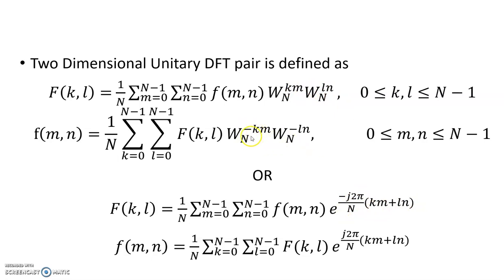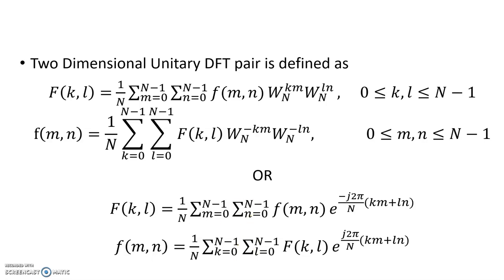Here also in the equation for f(m,n) I can substitute for W_N. So in the equation for f(m,n), I substitute W_N equal to e raised to minus j 2 pi by N. So here I have a negative sign. Okay, so minus of minus it will be plus. So e raised to plus j 2 pi by N into km plus ln. So this is an expression for two-dimensional unitary DFT.